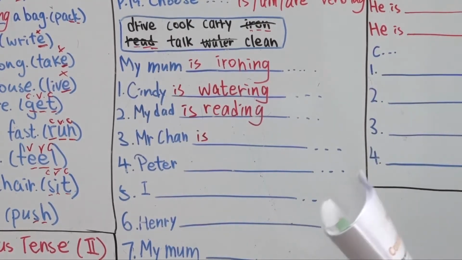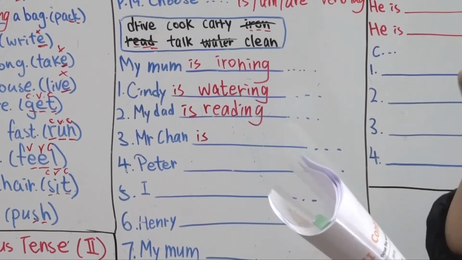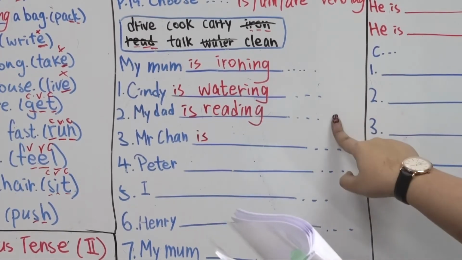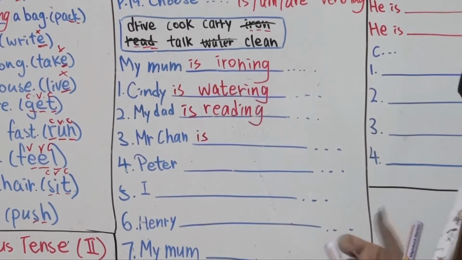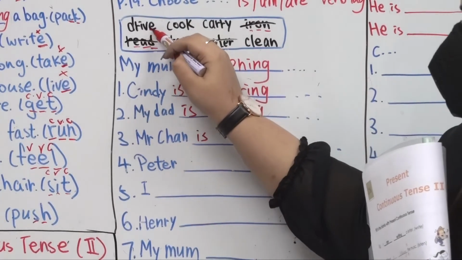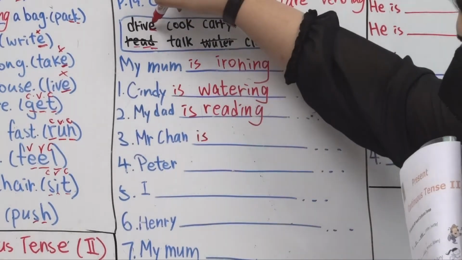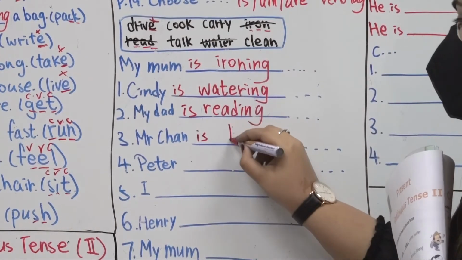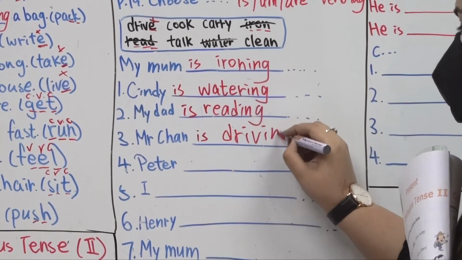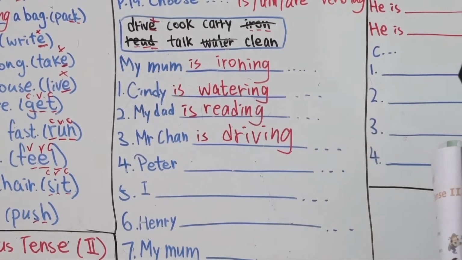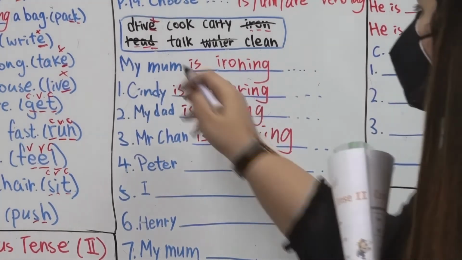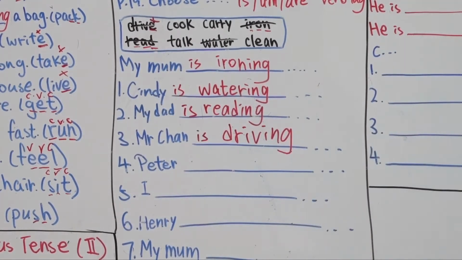So we are done using read, drive, cook, talk, carry, or clean. As you can see, he is sitting in a car. Yes, driving, driving. So it ends with letter E. What do we have to do? Cross out the E and then add ing. Driving. Okay, driving. Next, 4, do it by yourself. Your 1 minute starts now.